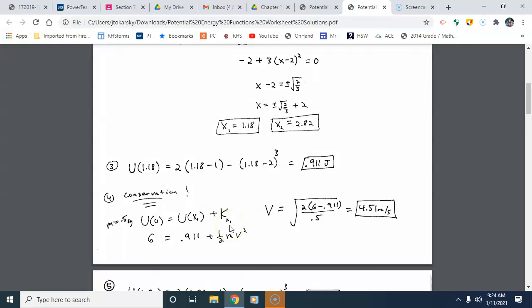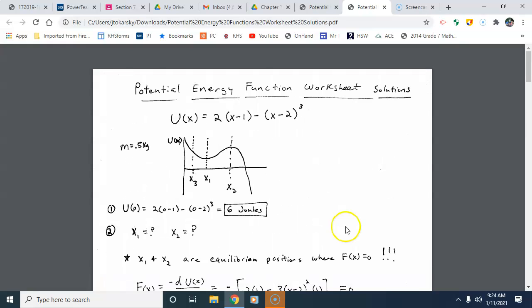So that clearly means we have some kinetic there, right? And we just found in number 3 the potential at that position. So that potential plus the kinetic has to total 6. Does that make sense? All right. And the kinetic we don't have, but we have a formula for it, 1/2 mv squared, right? And m was given in the original information as 0.5 kilograms. So our only unknown is simply v. We solve this formula for v, and we get about 4.51 meters per second as it passes through that position.